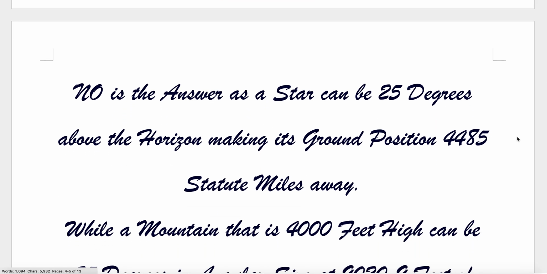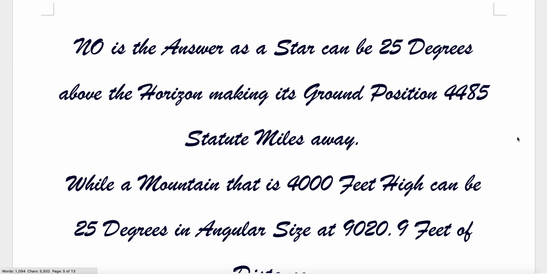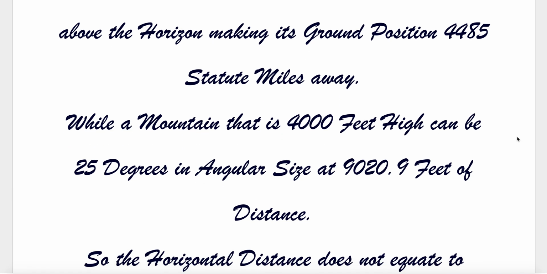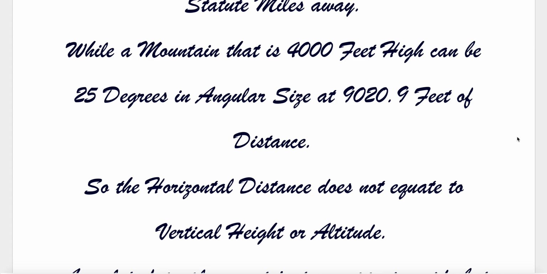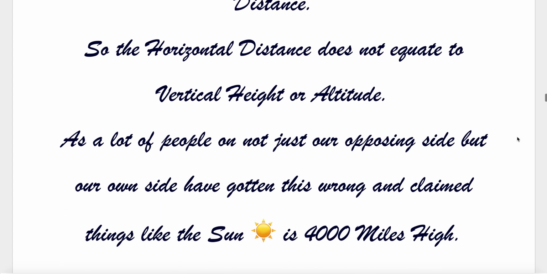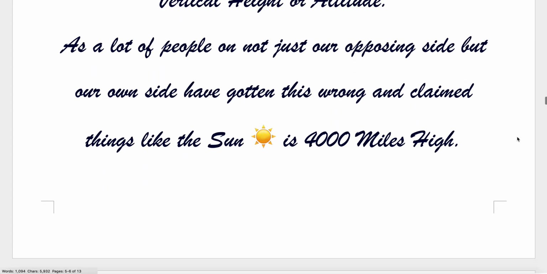No is the answer, as a star can be 25 degrees above the horizon, making its ground position 4,485 statute miles away, while a mountain that is 4,000 feet high can be 25 degrees in angular size at 9,020.9 feet of distance, so the horizontal distance does not equate to vertical height or altitude. A lot of people, on not just our opposing side but our own side, have gotten this wrong and claimed things like the sun is 4,000 miles high.